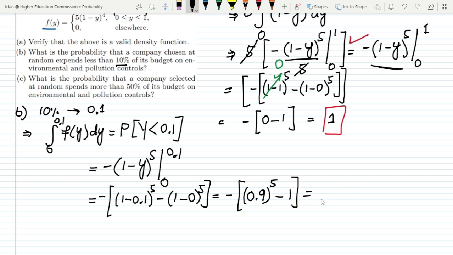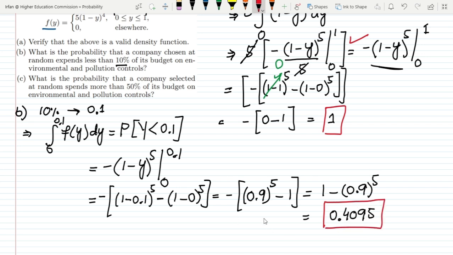Or I can also write it like 1 minus 0.9 raised to the power 5. Now finding the answer of it, the answer will be 0.4095, and that is basically the solution of part B of my question.